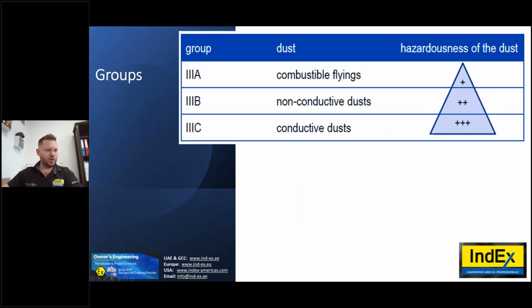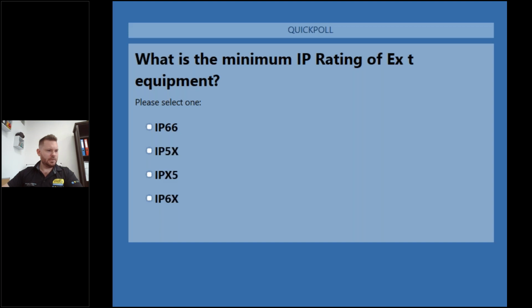Right now, we're going to ask a poll question. Okay, we will give it 30 seconds. Can everybody see the poll? The question is, what is the minimum IP rating of Ex t equipment? Minimum IP rating. Give it another 5 seconds. 78% of people have voted.